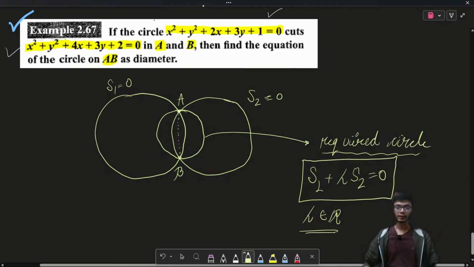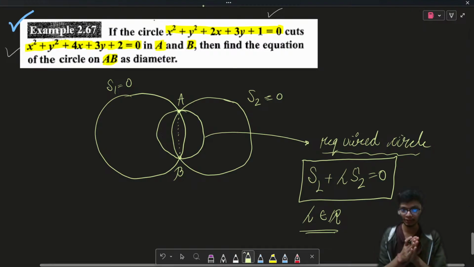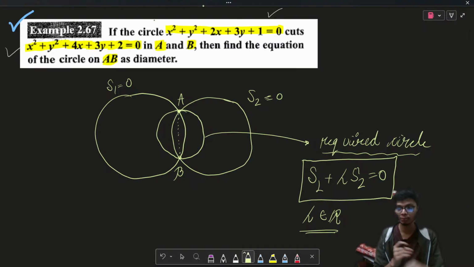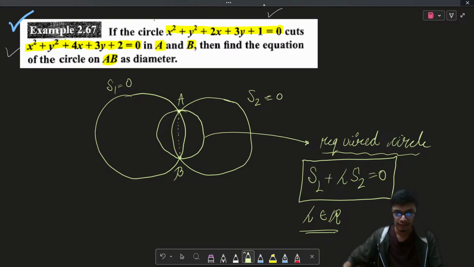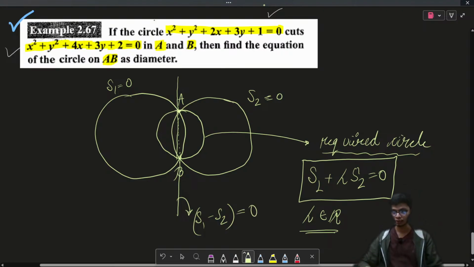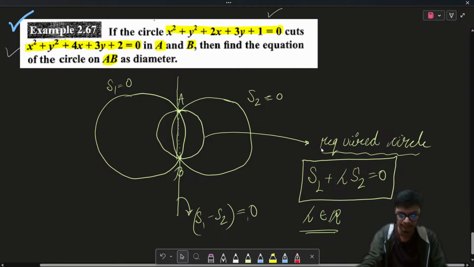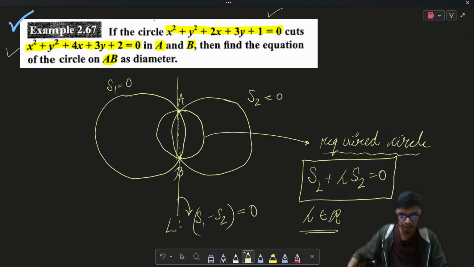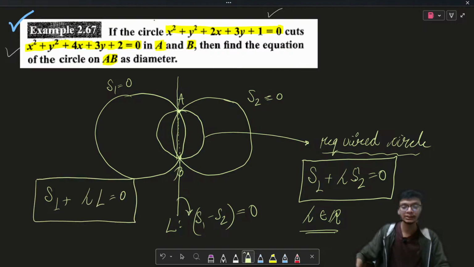Also, since A and B are diametrically opposite points, we can apply one more condition: this line AB is the equation of the common chord for these two circles. So we can also approach this problem by finding the equation of AB, as the equation of the common chord is given as S1 minus S2 equals 0. So instead of S1 plus lambda times S2 equals 0, since this is the equation of the common chord, we can also approach this as S1 plus lambda times L equals 0, right? These are two different ways of writing the same family of circles.